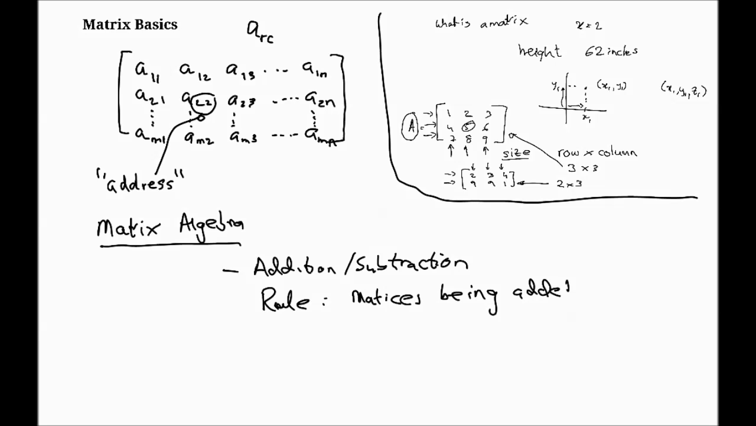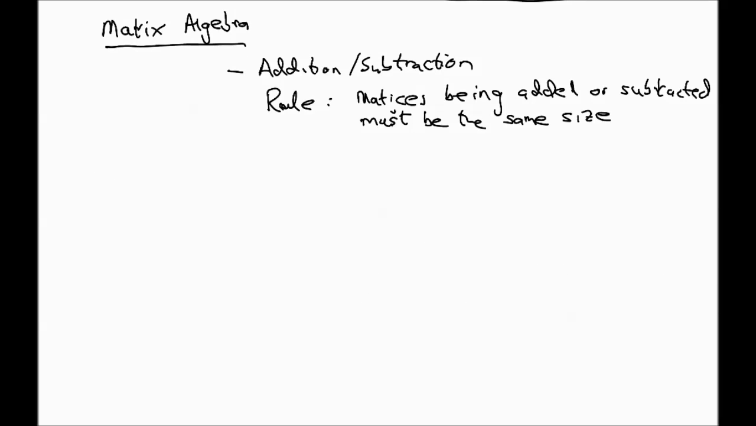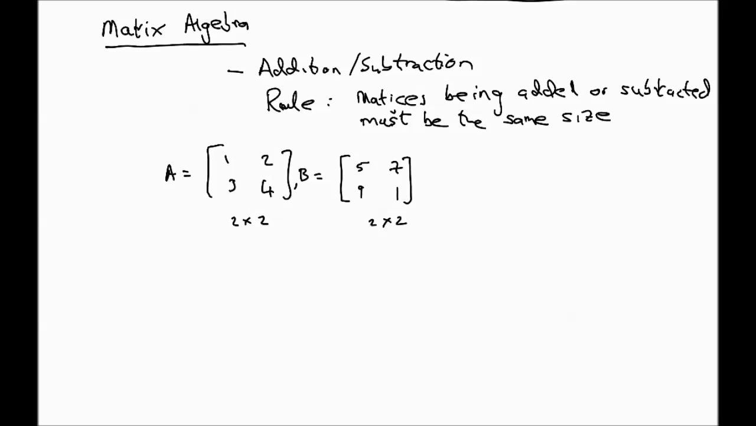Added or subtracted. So both matrices have to be exactly the same size for addition to be possible. Let me give you a quick example. So you have 1, 2, 3, 4. This matrix and this matrix here, let's call this A, and let's call this one B. So this is 5, 7, 9, 1. Can these two matrices be added? Yes. What's the size of this matrix? It's 2 by 2. What's the size of this matrix? 2 by 2. So addition is possible.